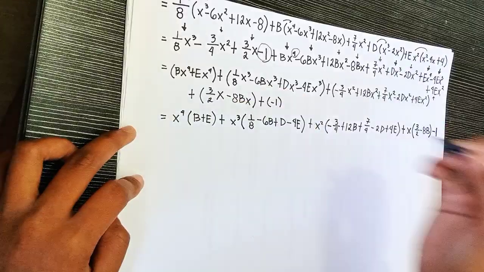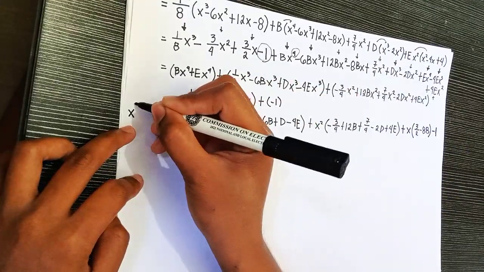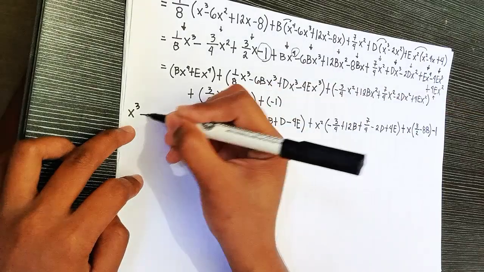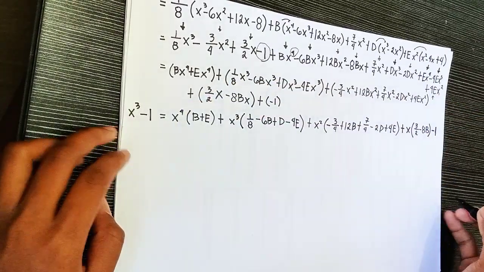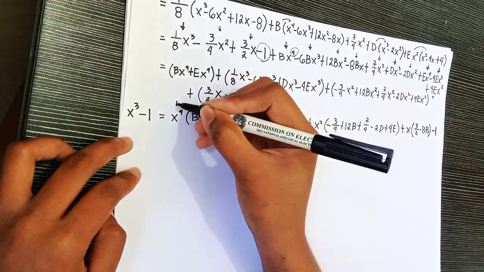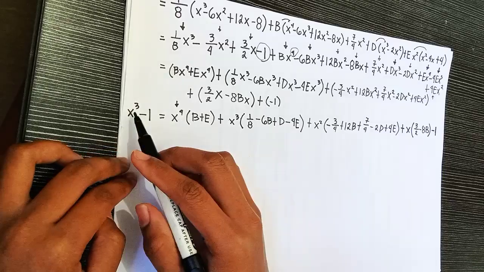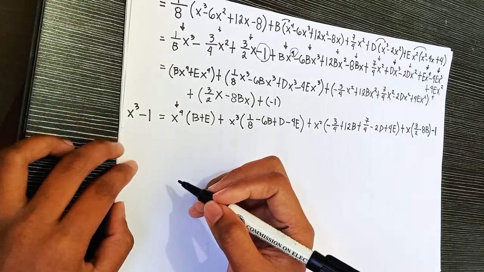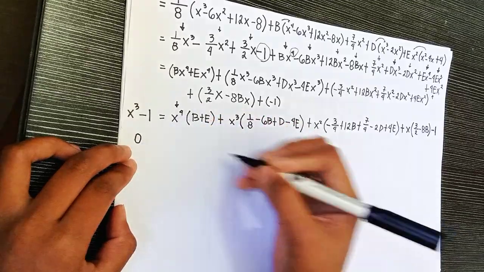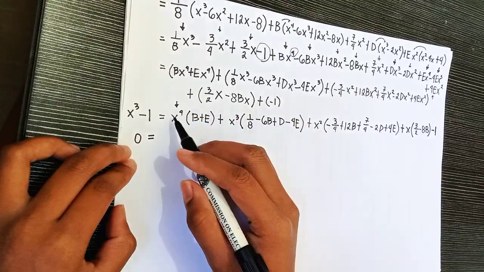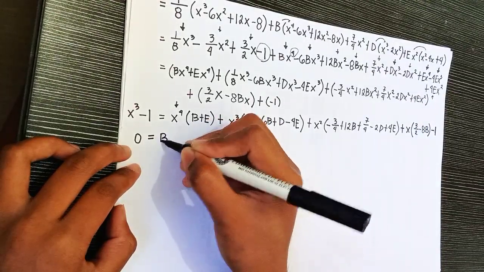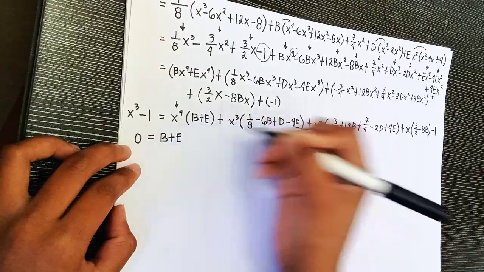it sa numerator natin which is yung nasa left side we have x cubed minus 1. So, i-equate na lang natin siya. So, start natin siya dito kay x raised to 4. So, since dito sa left side wala tayong x raised to 4, so, yung numerical coefficient niya would be 0 dito sa left side. So, and dito naman sa right side, we have 1 times yung b plus e. So, matitira na, so that would be b plus e.